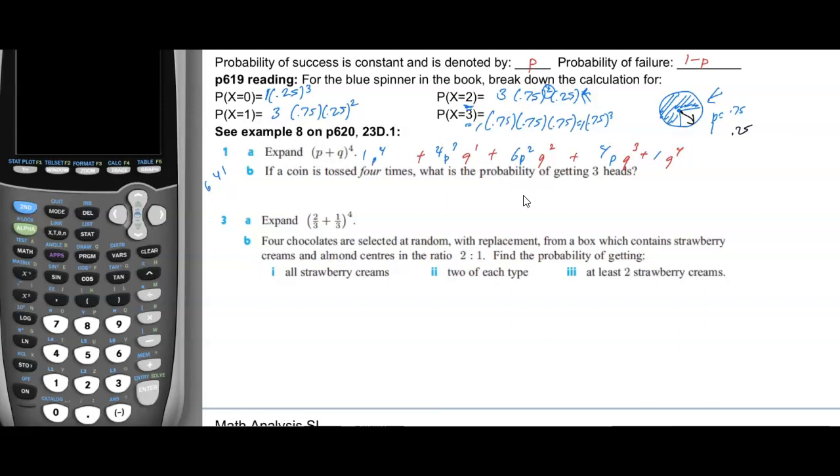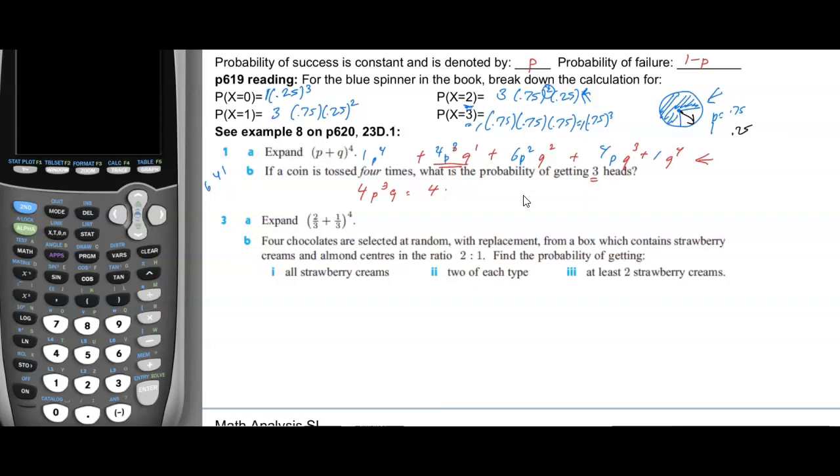If a coin is tossed 4 times, what is the probability of getting 3 heads? So if you toss a coin 4 times, that would be n equals 4. So we would be using a version of this distribution. What is the probability of getting 3 heads? 3 heads would correspond to 3 successes. 3 successes would be p cubed. So it's actually this one we're looking at. So it's 4p cubed q. The 4 coefficient is because there are 4 ways of getting 3 heads in 4 tries, right? We can talk about that later if you want to.